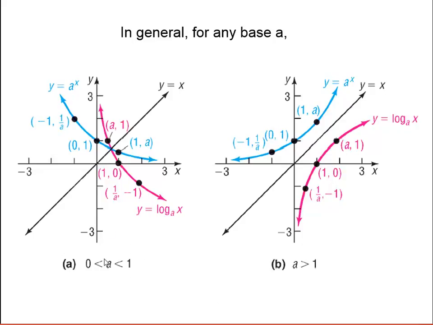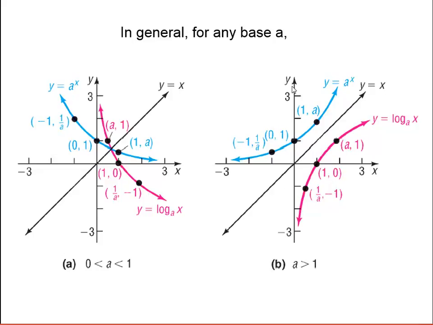If the base is fractional, we're going to get this red graph, this decreasing logarithm. If the base is greater than 1, we're going to get this increasing logarithm. Let me point a couple things out to you specifically, and then there's a summary on the next slide. Remember that the exponential function on both of these graphs, the blue exponential graph that decreases on the left and the one that increases on the right, both have a horizontal asymptote. Again, y equals 0 is a horizontal asymptote.